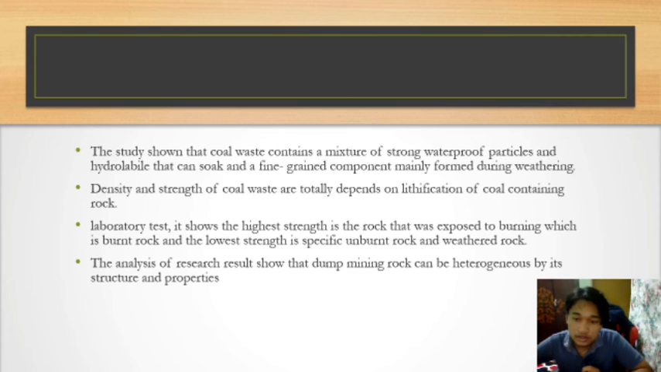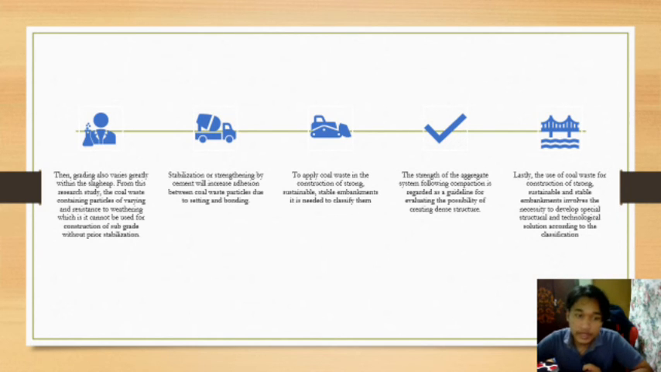The analysis of research results shows the coal mining rock can be heterogeneous in its structures and properties. Then, grading also varies greatly within the slag heap. From this research study, the coal waste contains particles of varying resistance to weathering, which means it cannot be used for construction of subgrade without prior stabilization.